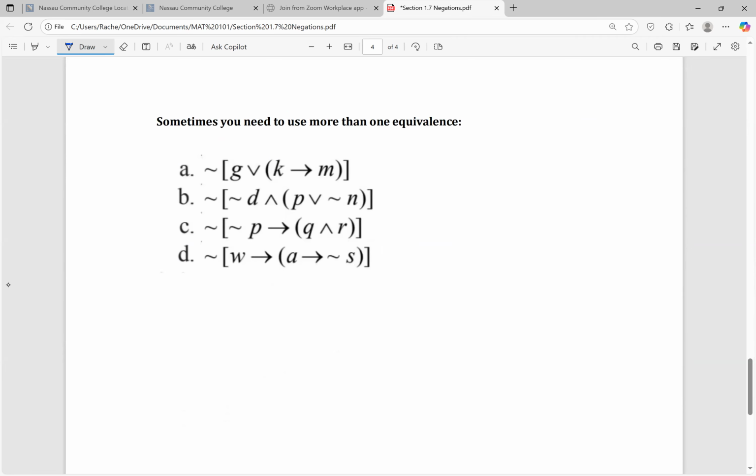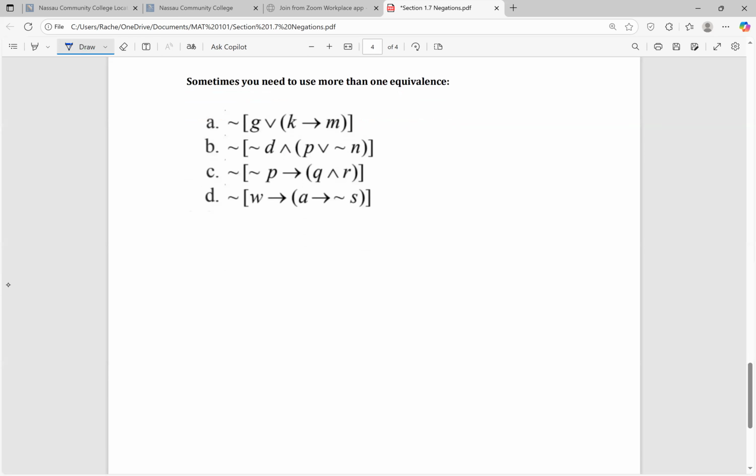And then the last example is just showing that sometimes you need to use more than one equivalence to negate something. So what I mean by that is, look at A. For A, we want to negate the or statement, right? We're negating G or K implies M. But the big picture, if we look at the big scenario here, we're negating an or, and that's De Morgan's, right?